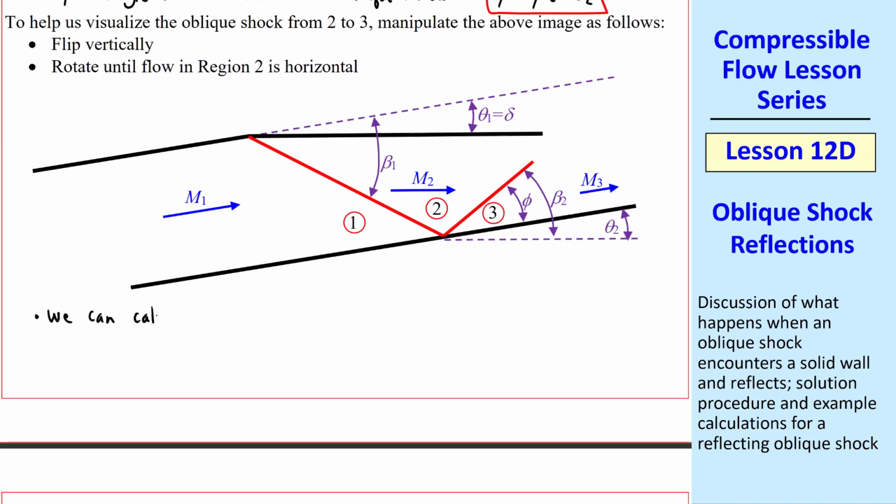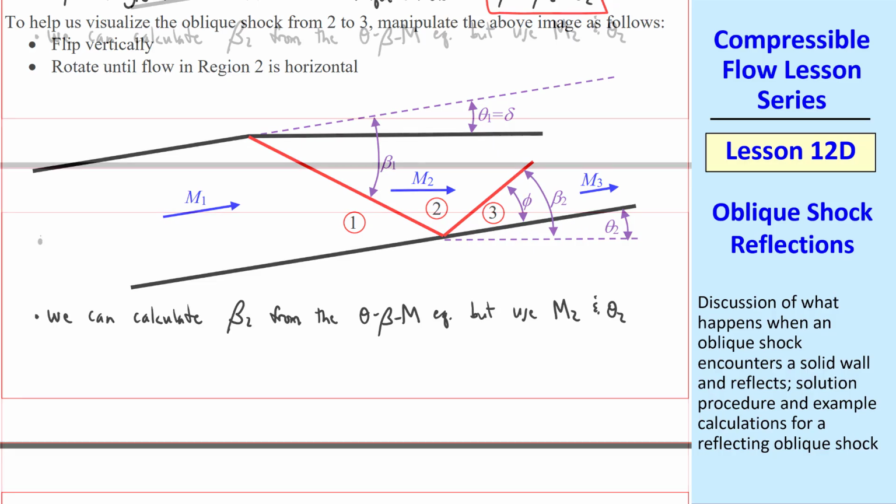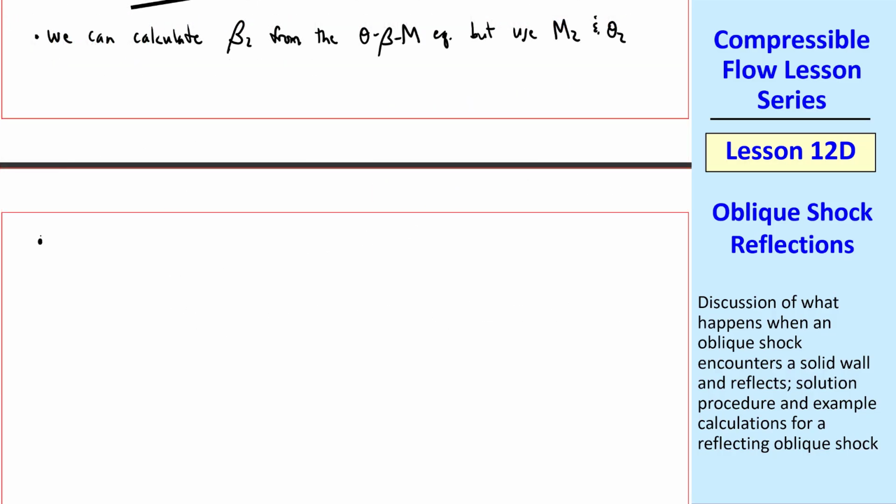So we can calculate beta 2 from the theta-beta-M equation, but use Mach number M2 since it's the Mach number approaching the oblique shock, and theta 2 since it's the change in angle of the flow. And as we just said, angle phi of the reflected shock is not equal to beta 1, the incidence angle of the approaching oblique shock.